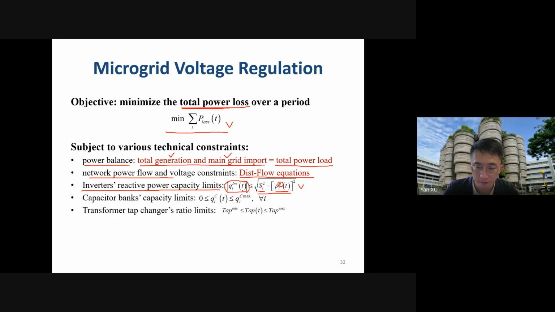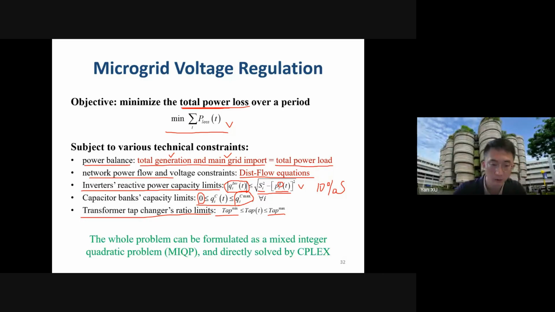So we can just simplify it. We can set a proper ratio. Let's say we only use 10% of S for voltage regulation, right? This is possible in practice. And for the capacitor bank's capacity, yes, it has a lower and upper bound for its rating. And for the tap change ratios, yes, we have minimal and maximal positions, mixed positions. So in this case, the whole problem will be modeled as a mixed integer quadratic problem. Now, why is it quadratic?